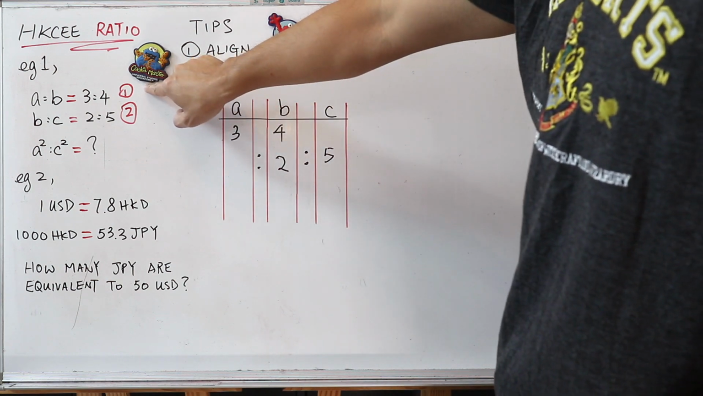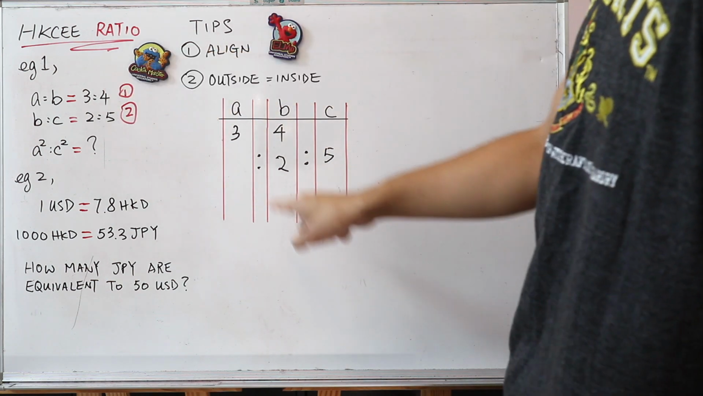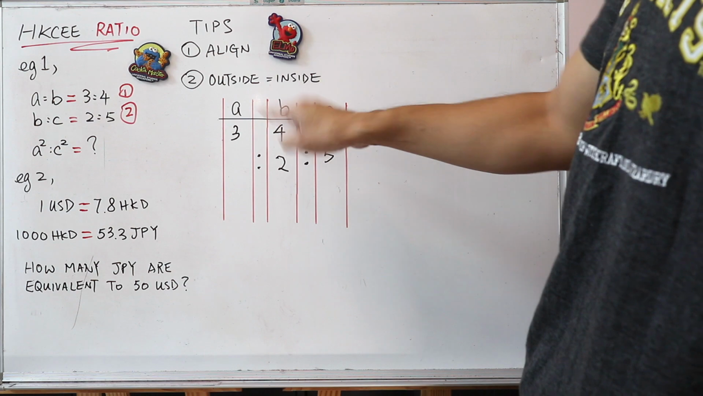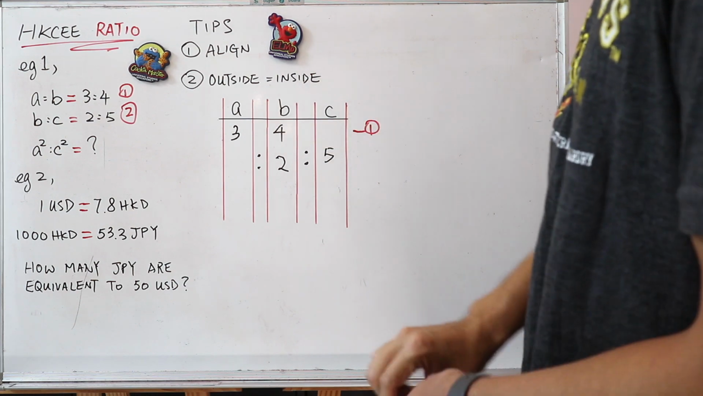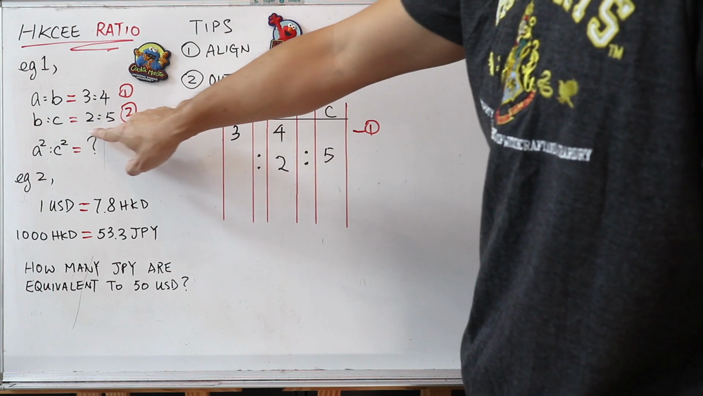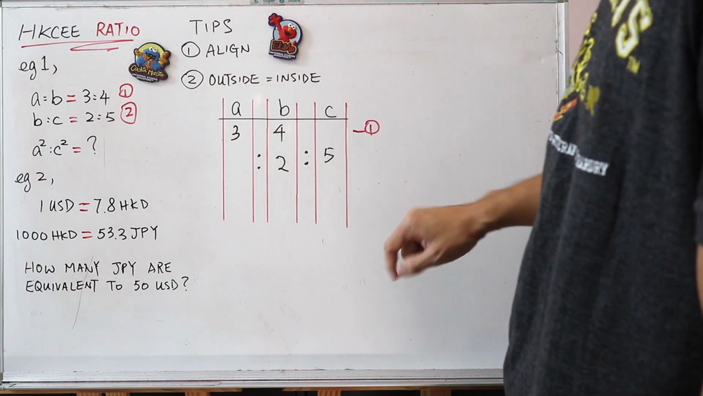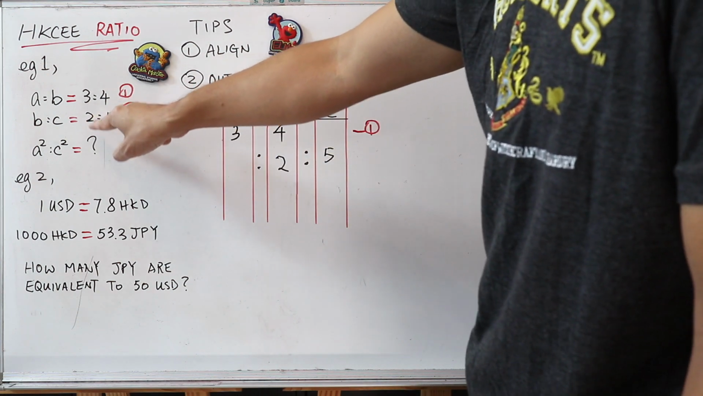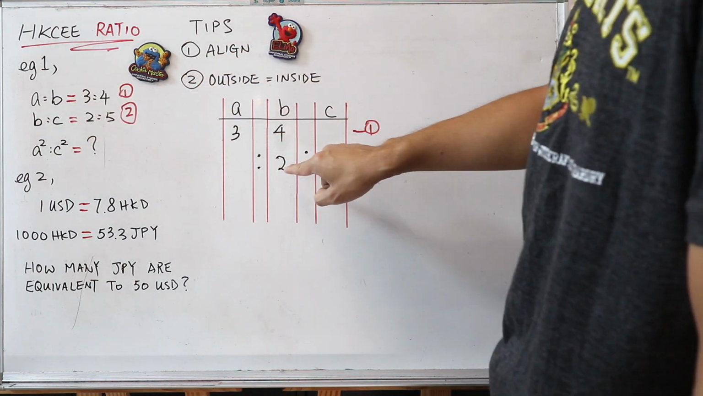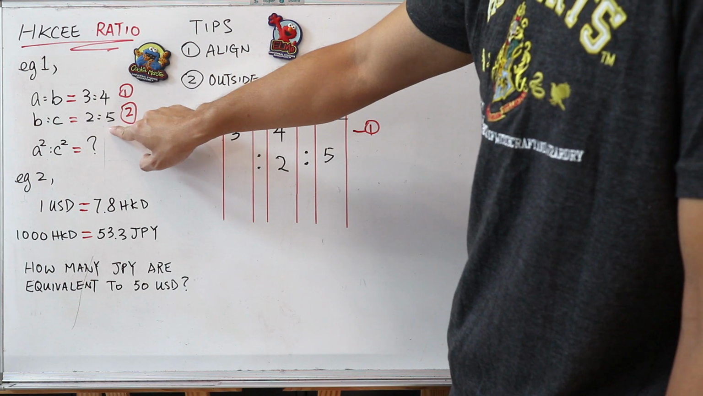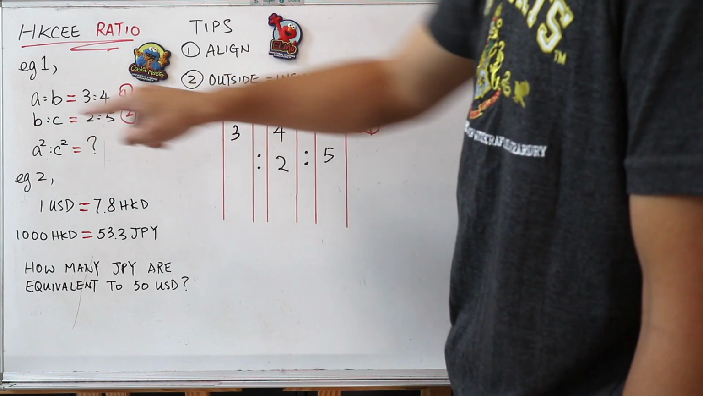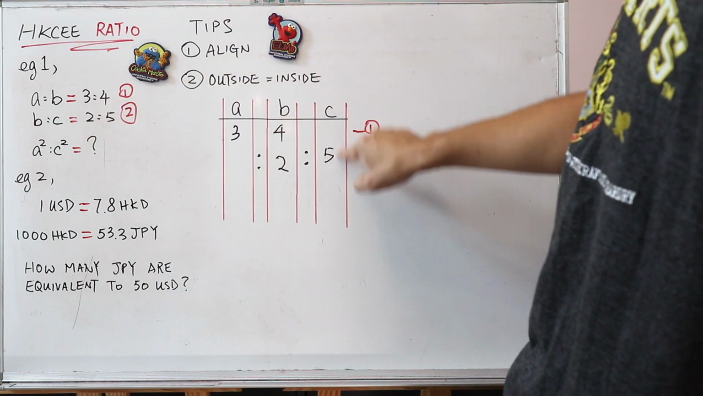These numbers correspond to the proportion statements that are given in the question. Proportion statement number one, you're given the ratio of A to B, 3 to 4, which I've shown here. And the second proportion statement is the ratio of B to C is 2 to 5. So this 2 here corresponds to variable B, so that's why I put a number 2 in this B column. And this 5 here corresponds to variable C, so that's why I put 5 in the column C here.